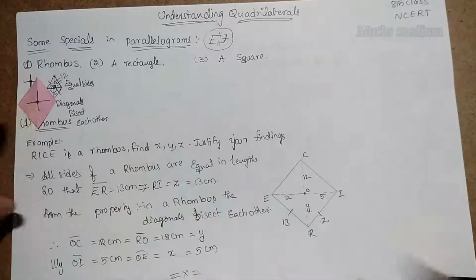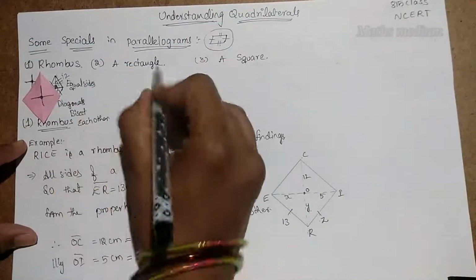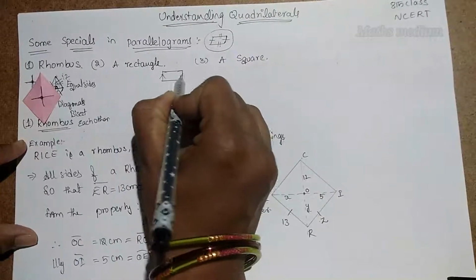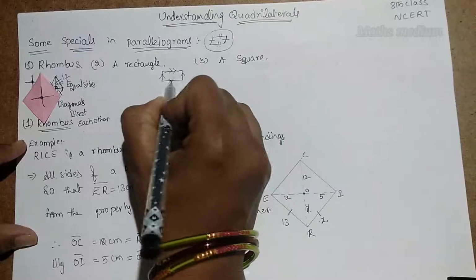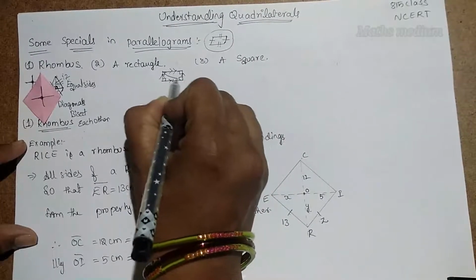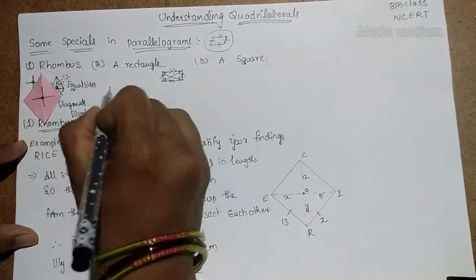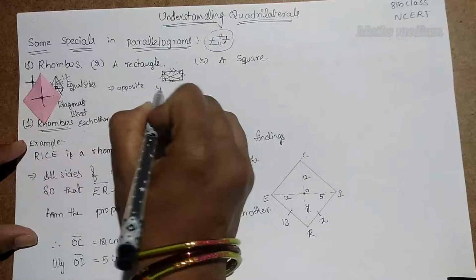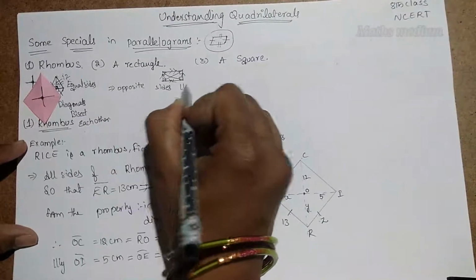Next, coming to the rectangle. Rectangle is nothing but one type of parallelogram. Opposite sides are equal but it has 4 right angles. Diagonals are equal in length. So here opposite sides are parallel.